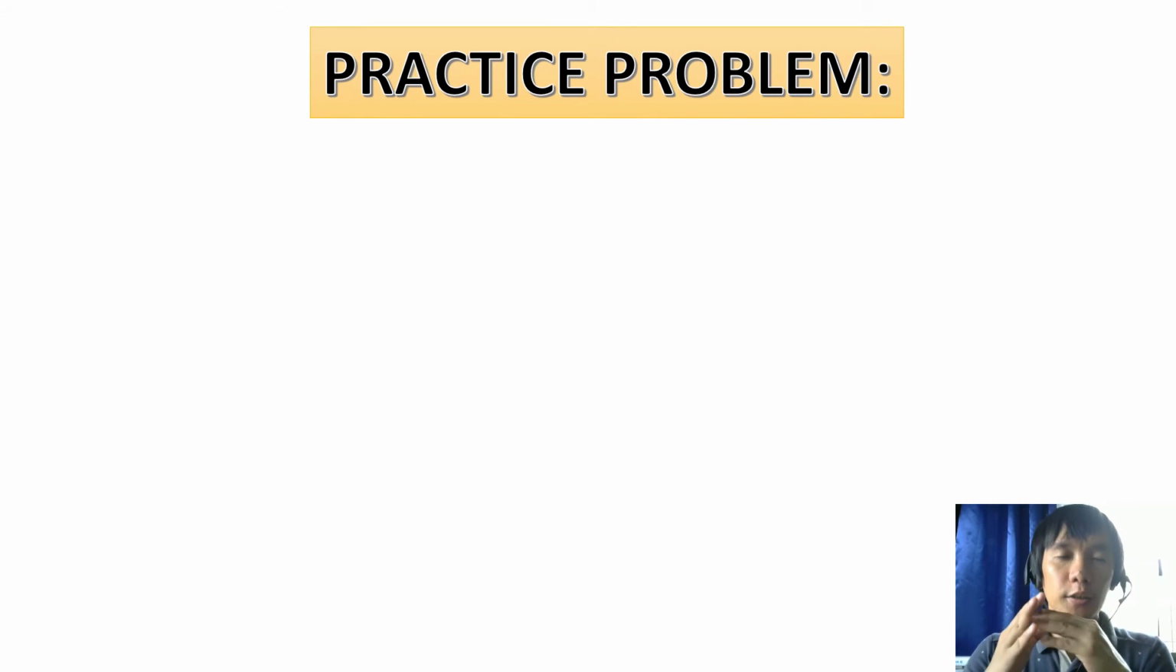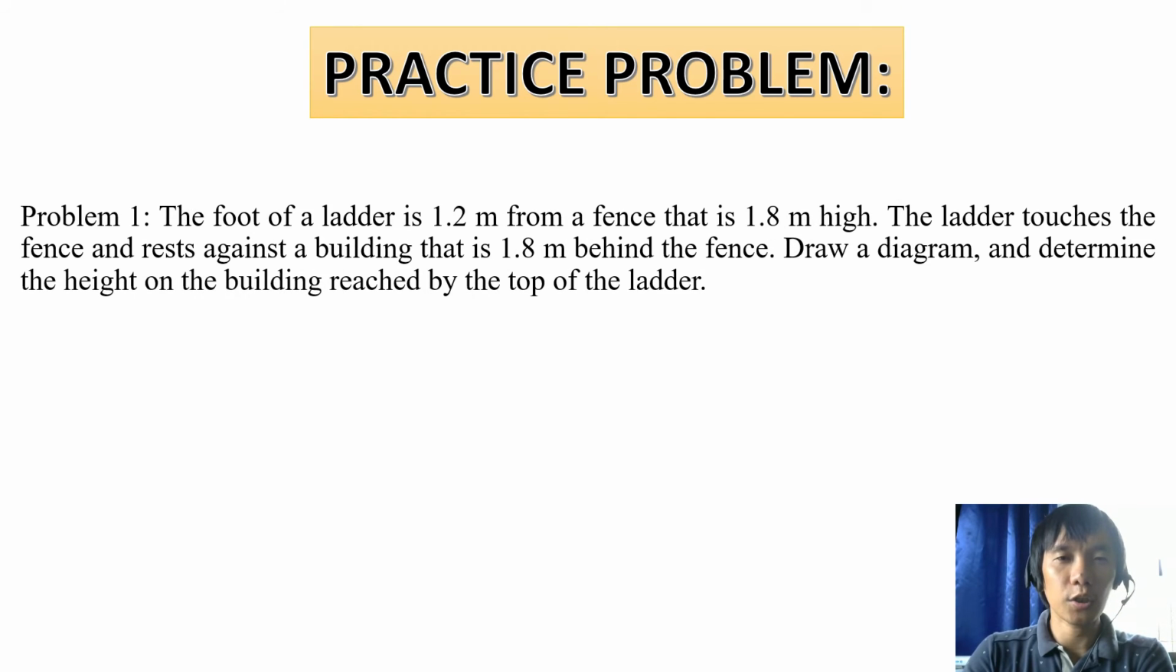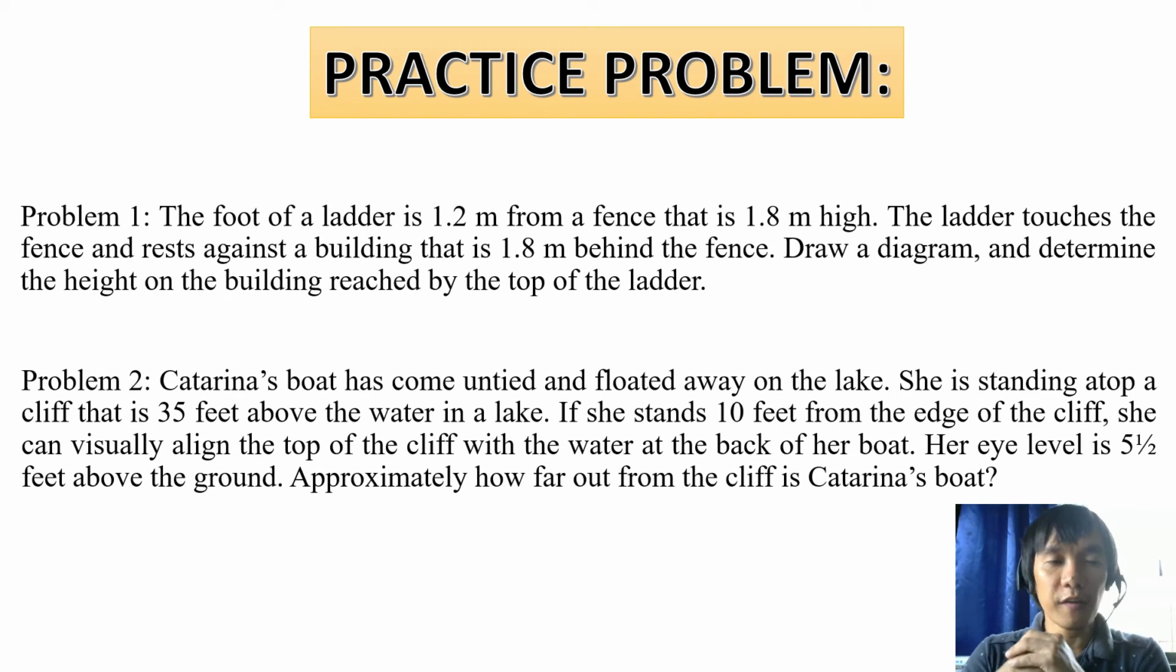So now, let us have our practice problems. Since we already have our 3 examples, it is now your turn to answer the 2 problems. The first problem states that the foot of a ladder is 1.2 meters from a fence that is 1 meter high. The ladder touches the fence and rests against a building that is 1.8 meters behind the fence. First, draw the diagram, and second, determine the height of the building where it reached the top of the ladder.